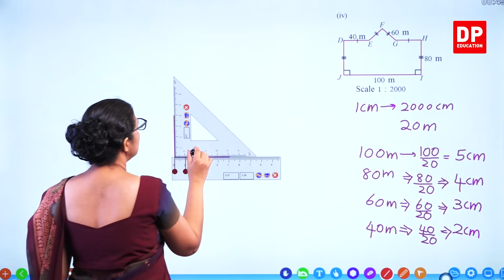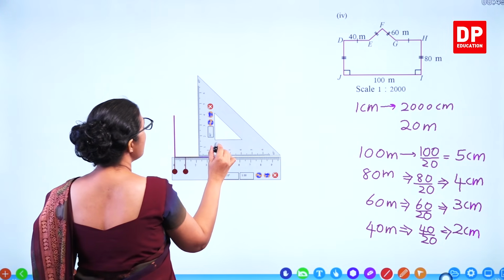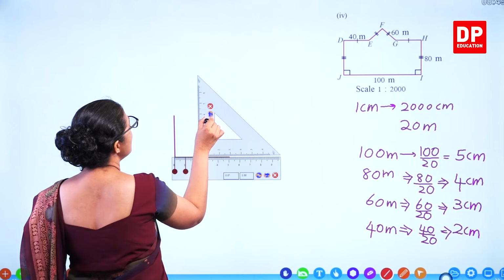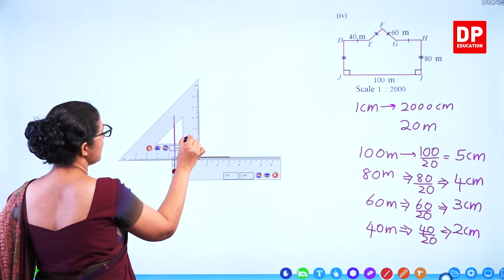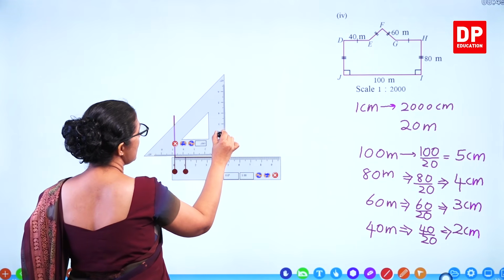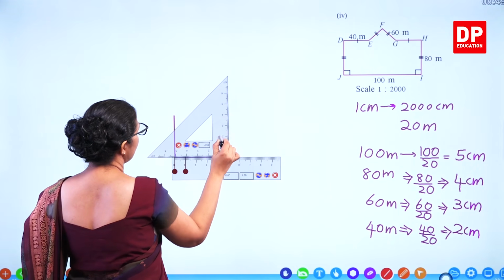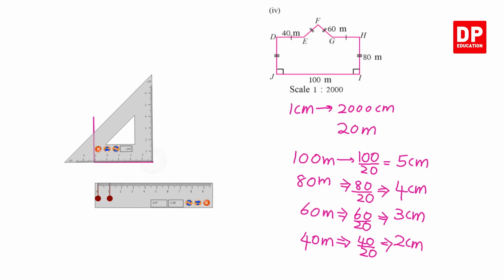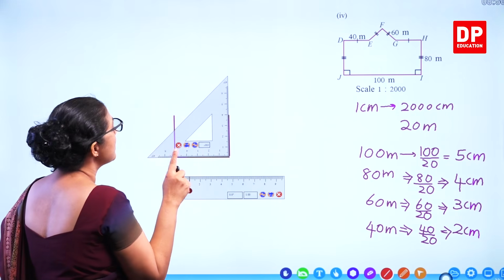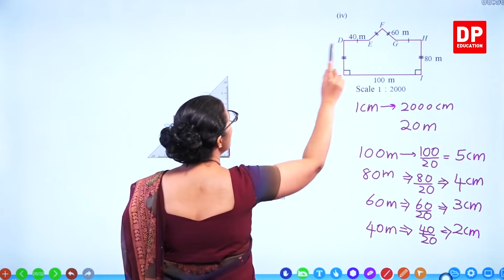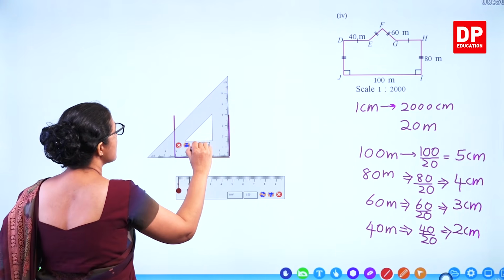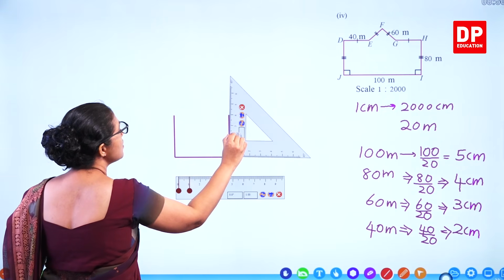And again, other way around, you can take another 4 centimeter length. So keep it here. Now draw the 4 centimeter length from here to here. Then you need again the set square, that's 90 degrees. So here turn this other way around.